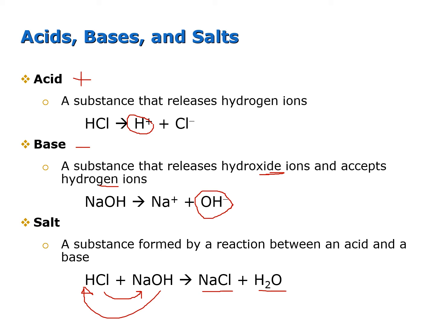In other words, if I put together an acid and a base, per definition, my result will be a salt and water. This reaction is called a neutralizing reaction. The acid and the base, a substance that releases hydrogen ions and a substance that releases hydroxide ions, will neutralize each other to create something that is neither harmful, because you know that acid and base can be harmful.